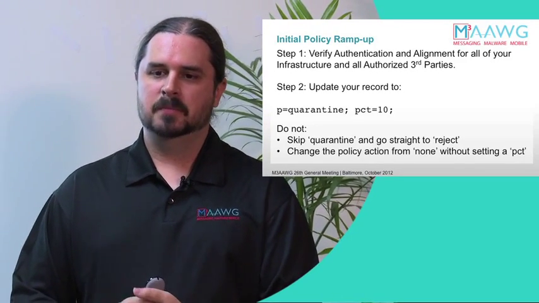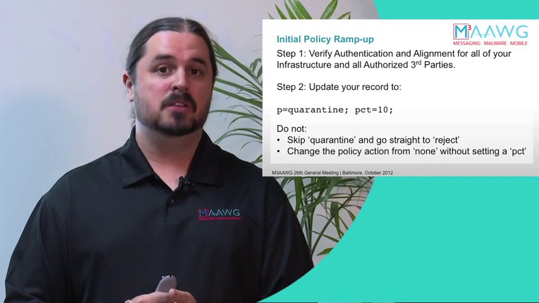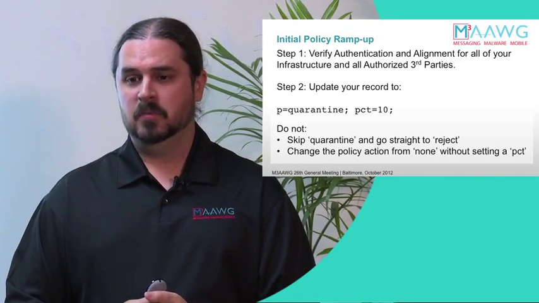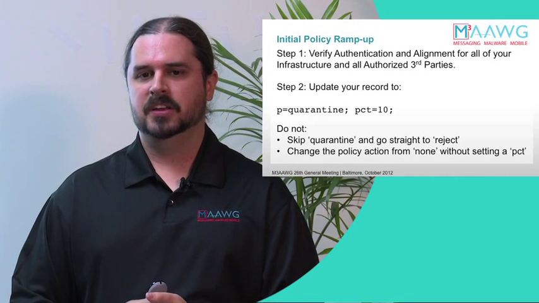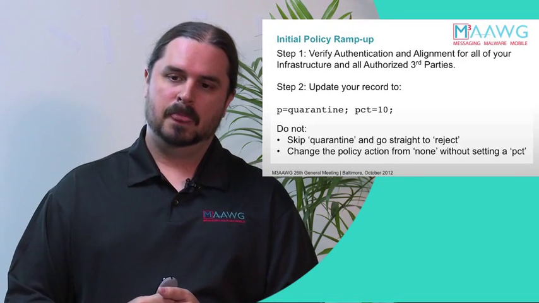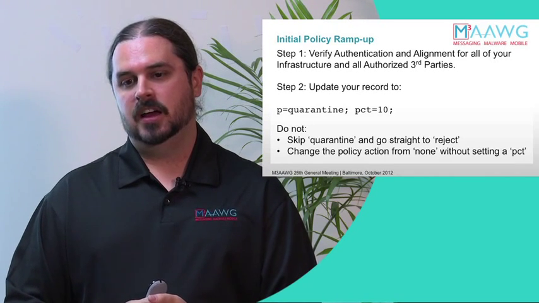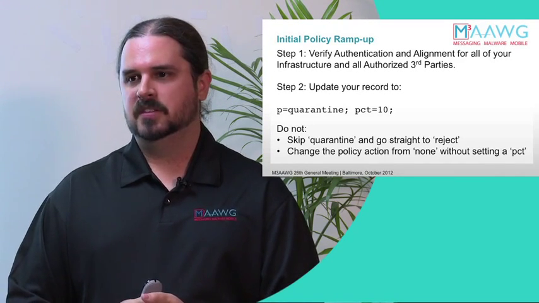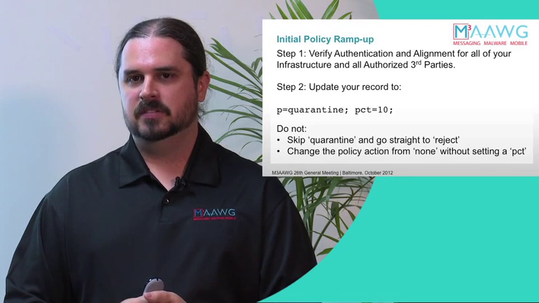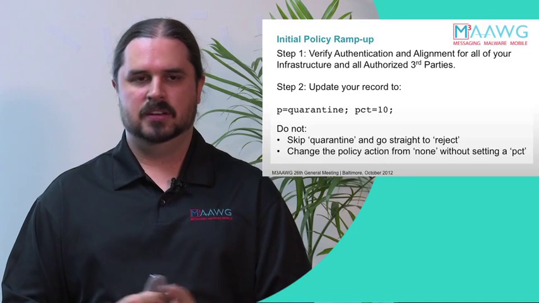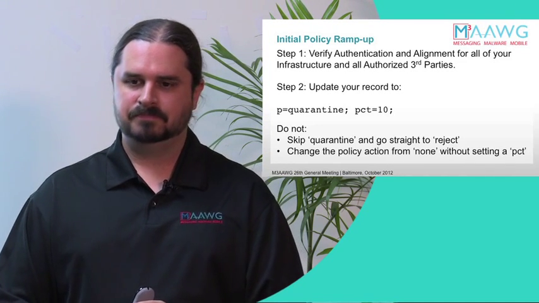So the first step to updating your record is to change your p=none to p=quarantine and set the percent to 10, or perhaps a lower number if you send a lot of mail and you're really, really concerned about taking this first step. That should cause only 10% of the mail that is unaligned to be quarantined, which means if there are any false positives, you've reduced them by approximately 90% by starting at just a 10% quarantine rate.